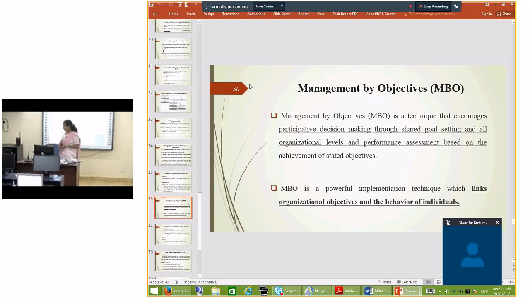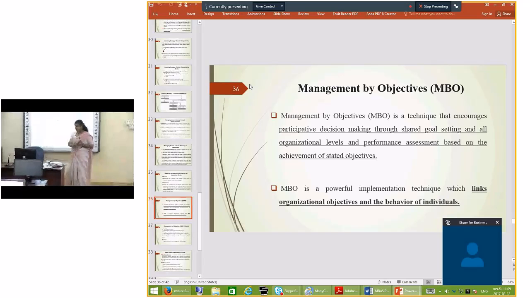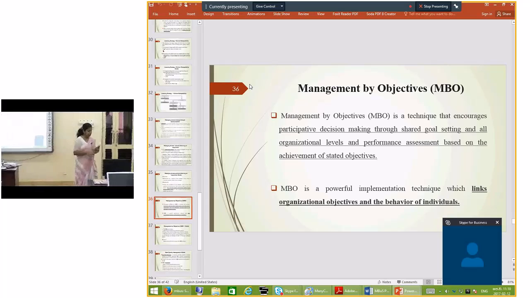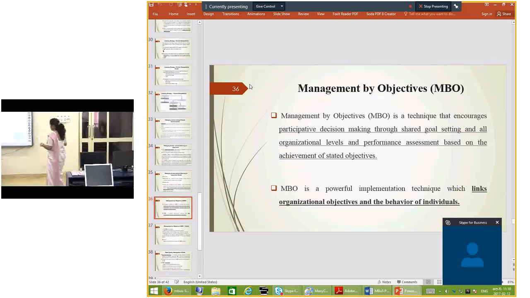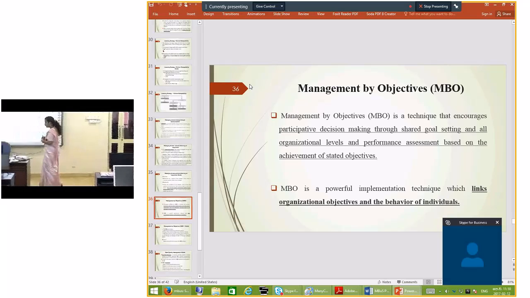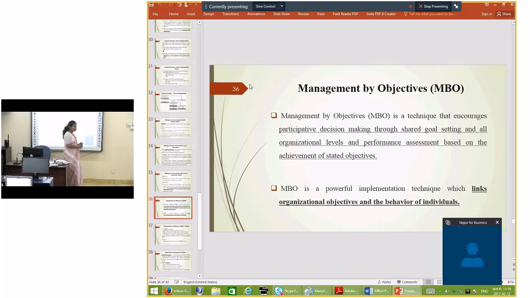Yes, another important thing is MBO. You might have heard this. Management by objectives. Another technique that companies are adopting once they are going with these strategic changes. Management by objectives. Have you heard about this? Not at the master's level. What do you mean by that?